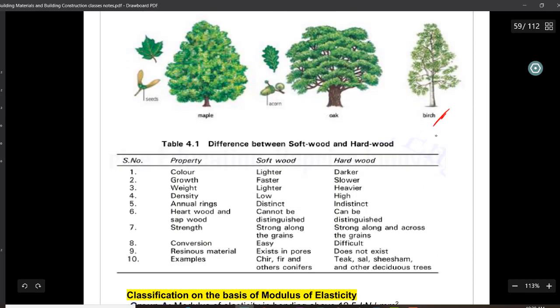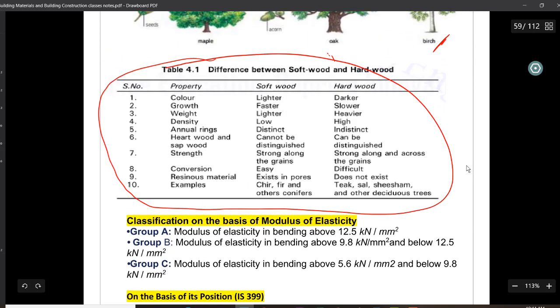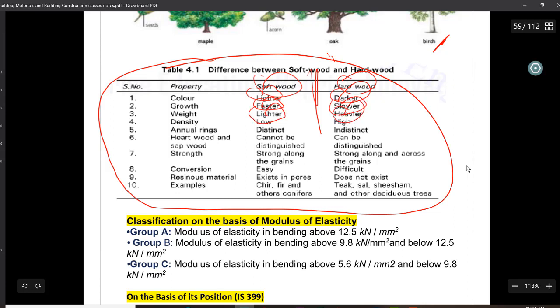Coming to this, now let us see these properties. So these properties are very important. Please be careful because questions can arise from this topic. This table you are seeing, very simple, it is just a comparison between softwood and hardwood. Just go with the name, soft and hard. So color, obviously softwood will have lighter color, hardwood will have darker color. Growth, obviously this will be faster, this will be slower. Weight, this will be light, this will be heavier. Density, obviously you can comment which will have more density. Hardwood will have high density, softwood will have low density.